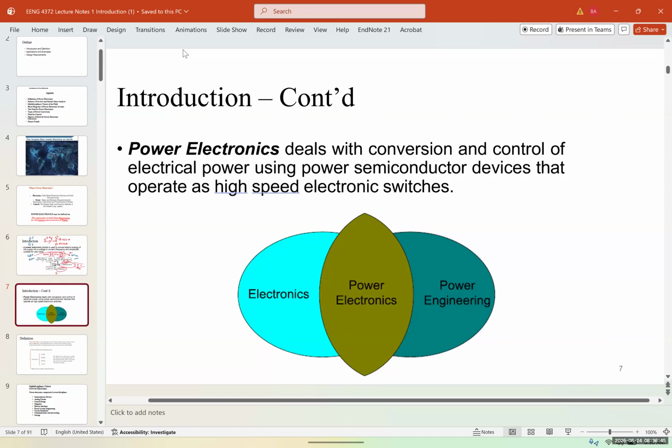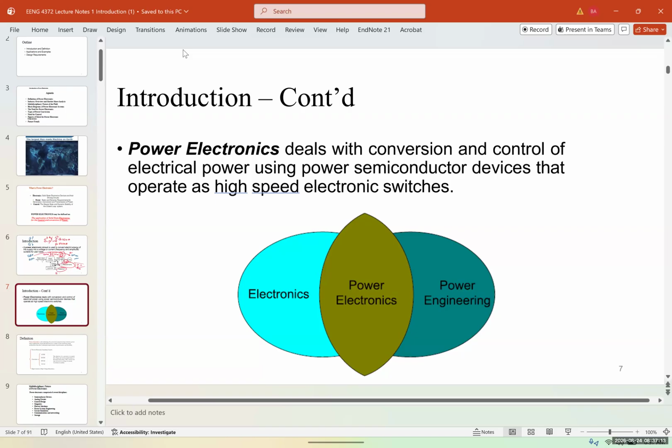Now, as mentioned, power electronics deals with the conversion and control of electrical power using power semiconductor devices that operate as high-speed electronic switches as well. Now, this is an interesting graph. It shows electronics on the left and power engineering on the right, and the combination of these two when they merge is power electronics.